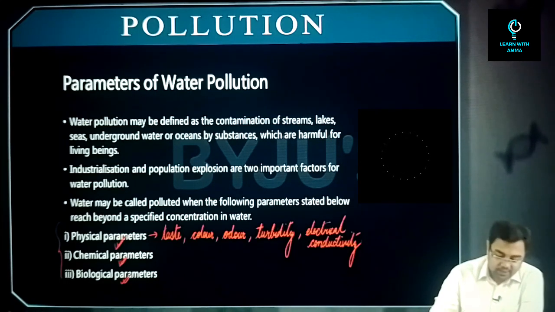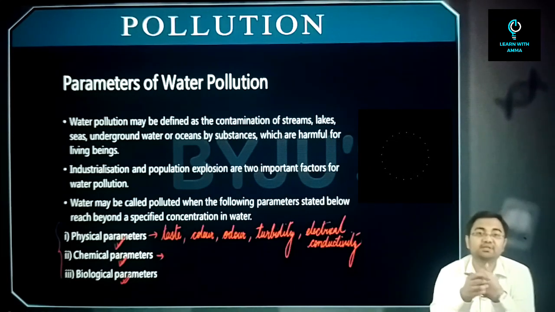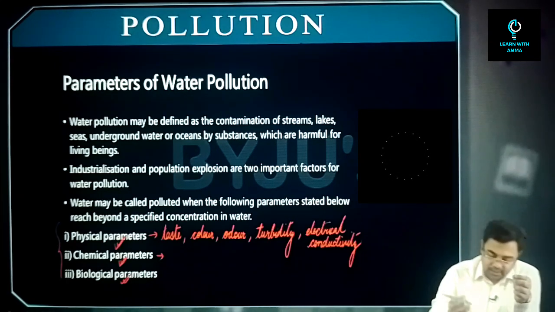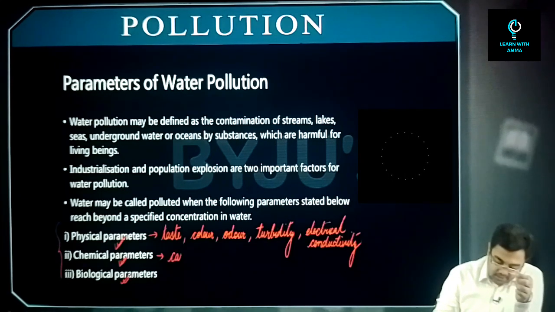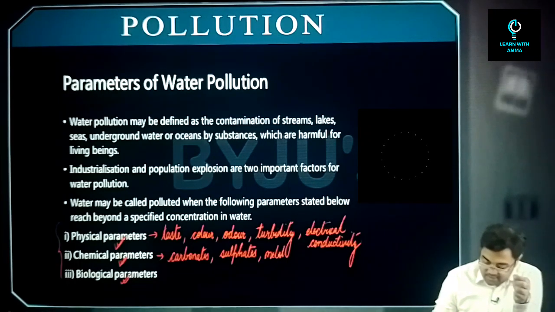Apart from that, what are the chemical parameters? Let's say a water body that we are discussing has certain chemical contamination. Like it can have carbonates, it can have sulfates, it can have certain metals.